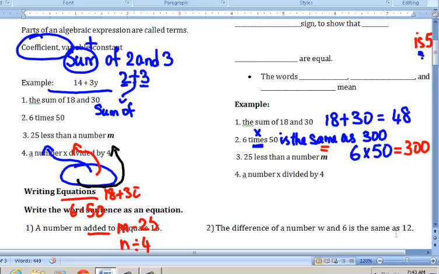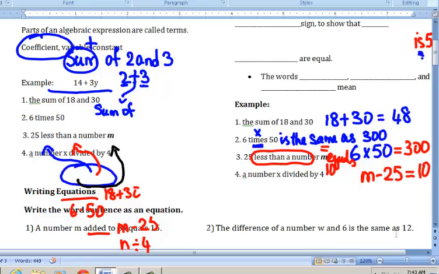Next, 25 less than a number. Remember, less than means subtraction. Less than a number means the m goes in front. This is the only odd thing, and we learned about this in expressions. Be very careful with this. So this becomes m, and I'm going to say that 25 less than a number m is equal to 10. So equals 10. So I'm going to rewrite it as m minus 25 equals 10.